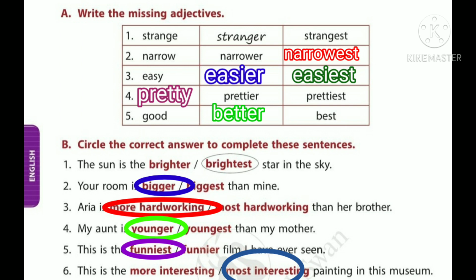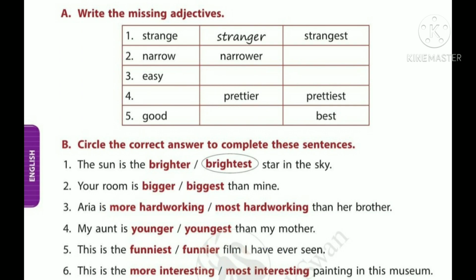So we can read once more. First one, the sun is the brightest star in the sky. Second one, your room is bigger than mine. Third one, Arya is more hardworking than her brother. Fourth one, my aunt is younger than my mother. Fifth one, this is the funniest film I have ever seen. Sixth one, this is the most interesting painting in this museum.